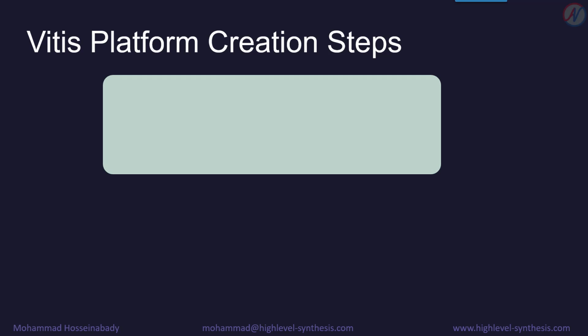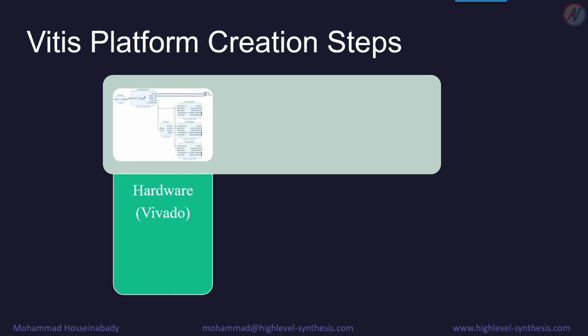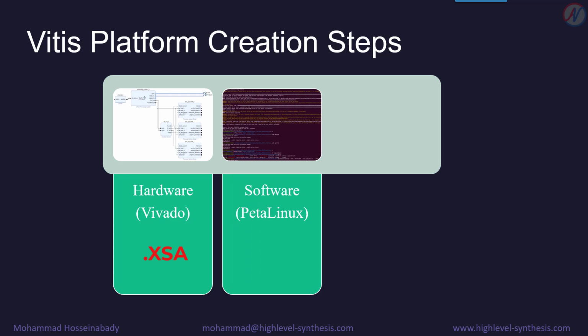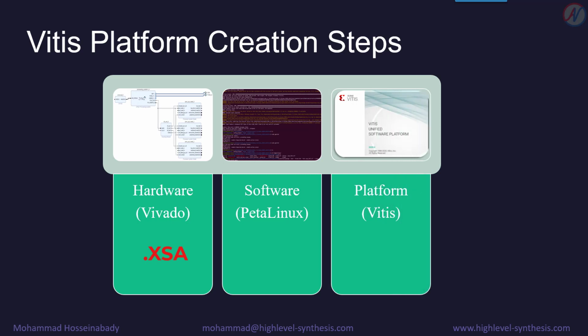Creating a Vitis platform has three main steps. First, hardware. Using Vivado to prepare the underlying hardware components and generate an XSA file. Second, software. Using the Petalinux to configure and generate the corresponding Linux operating system. Third, platform. Using Vitis to integrate the hardware and software components and generate the final platform.